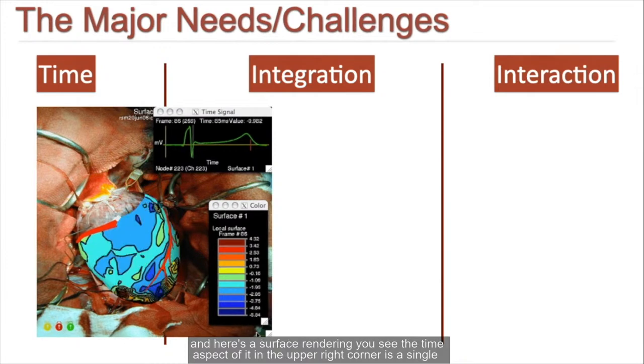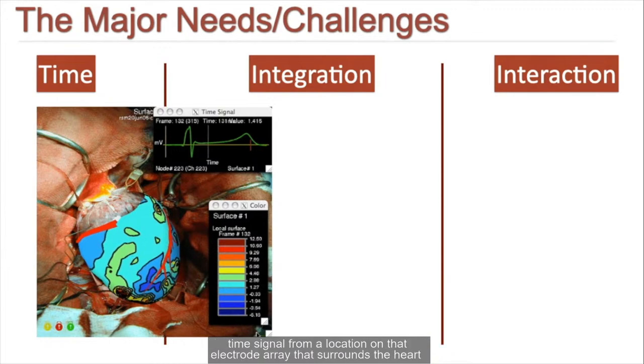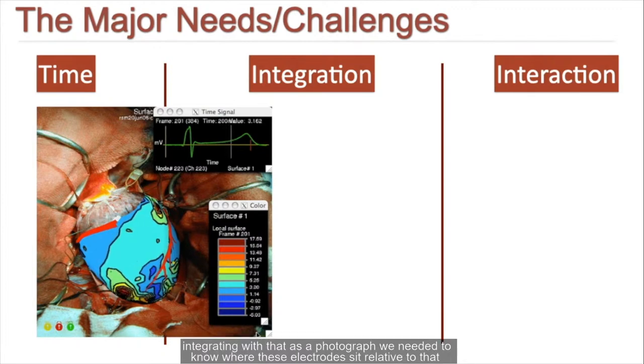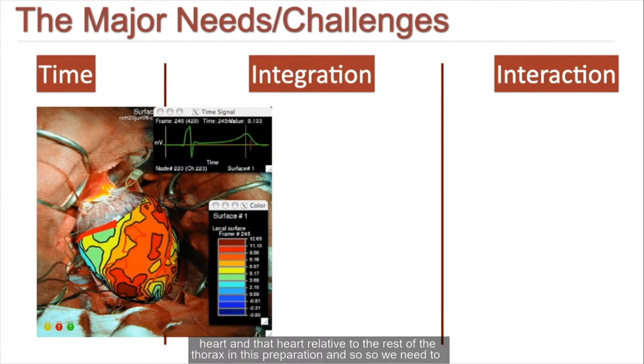And here's a surface rendering. You see the time aspect of it. In the upper right corner is a single time signal from a location on that electrode array that surrounds the heart. Integrated in with that is a photograph. We needed to know where these electrodes sit relative to that heart, and that heart relative to the rest of the thorax in this preparation.